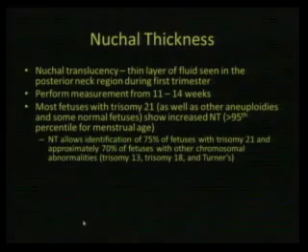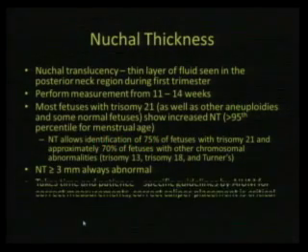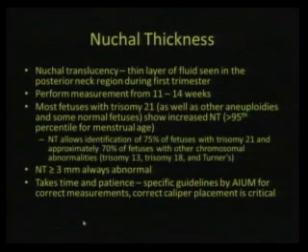Nuchal thickness allows identification of about 3/4 of fetuses with trisomy 21 and about 70% of fetuses with other chromosomal abnormalities such as trisomy 13, 18, and Turner syndrome. A nuchal thickness of greater than or equal to 3 millimeters is always abnormal. But to learn how to do this takes time and patience. There are specific guidelines by the AIUM for correct measurements. Correct caliper placement is critical.